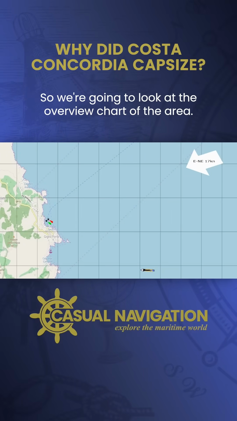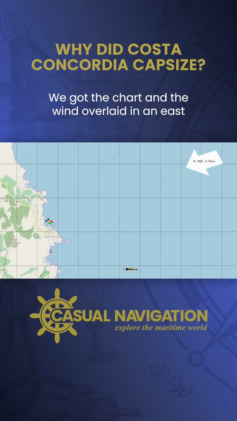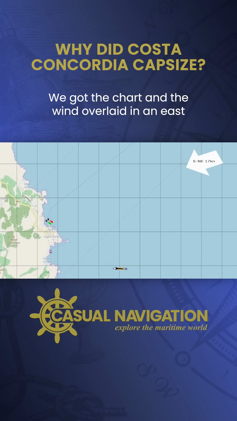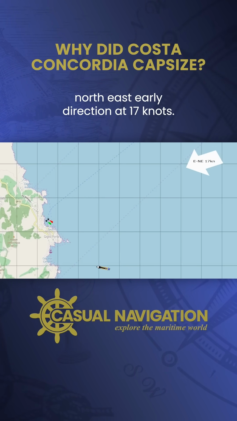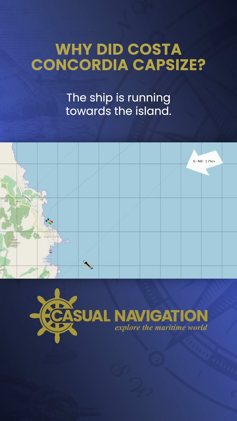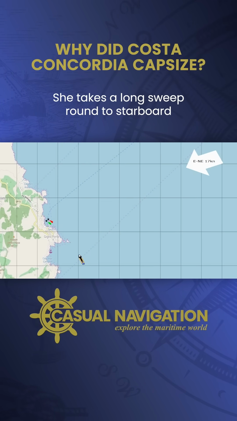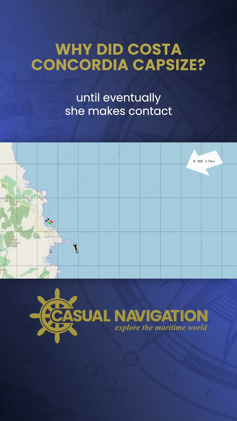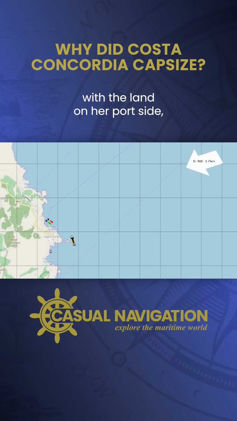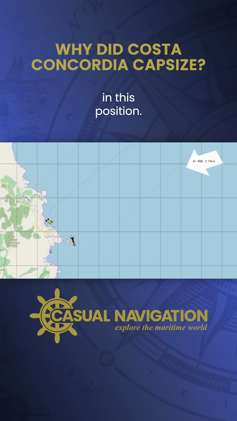So we're going to look at the overview chart of the area. We've got the chart and the wind overlaid in an east-northeasterly direction at 17 knots. And the ship is running towards the island. She takes a long sweep round to starboard until eventually she makes contact with the land on her port side in this position.